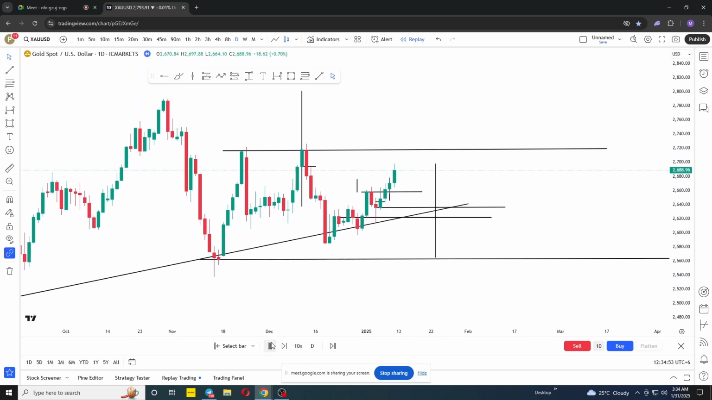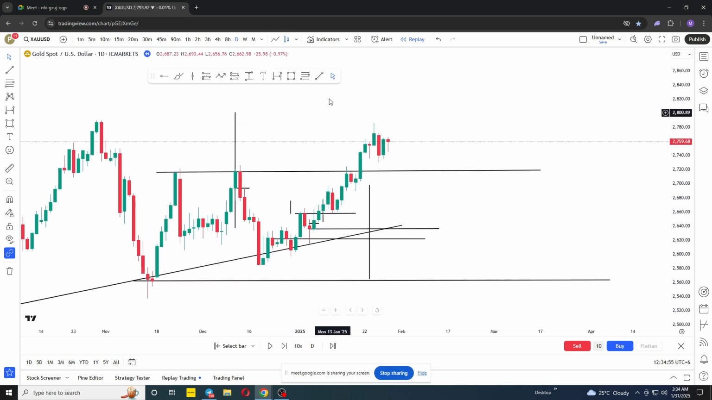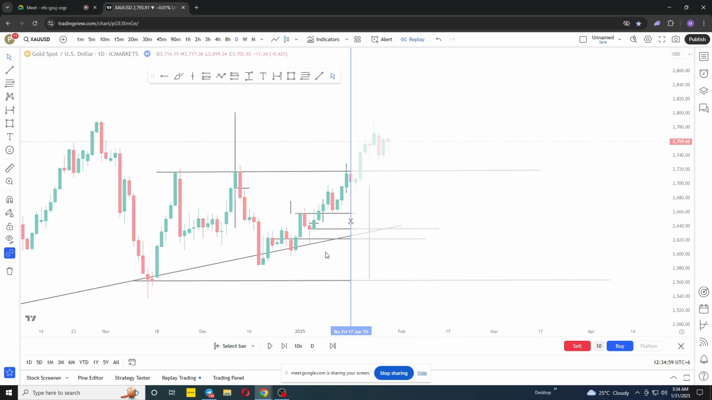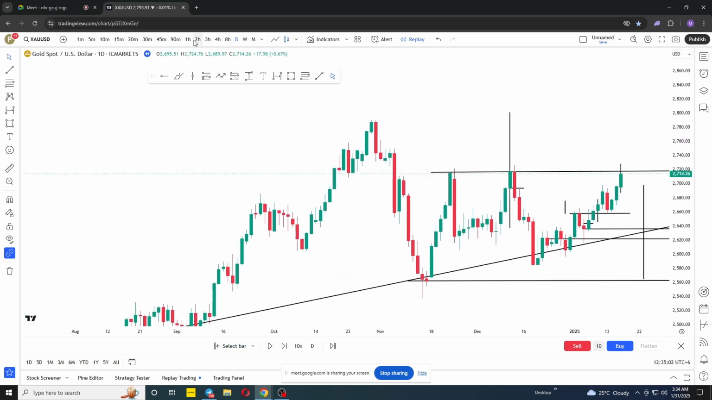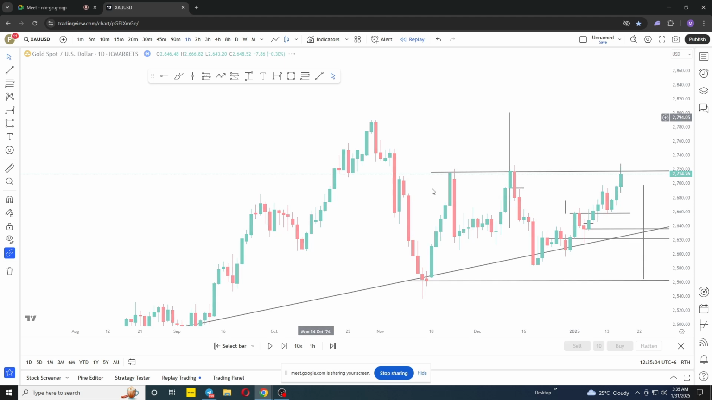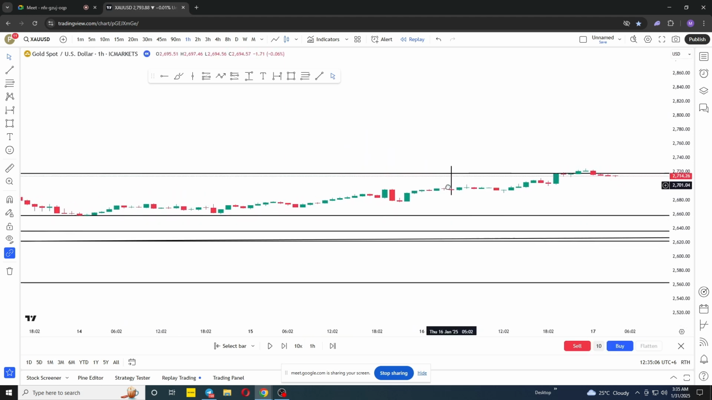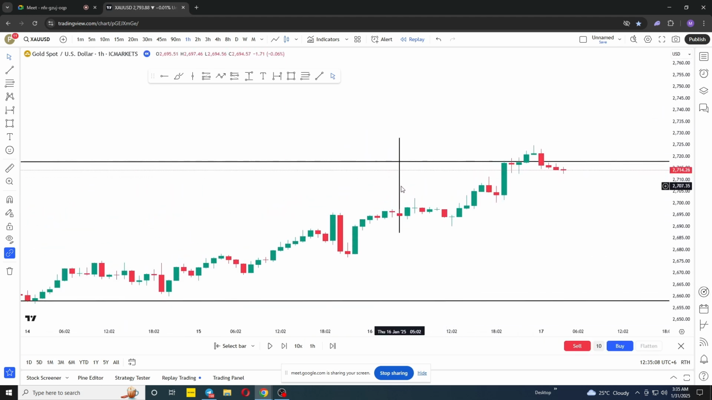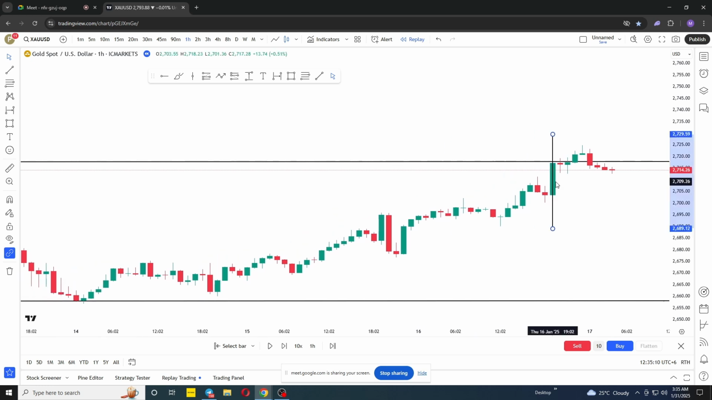So let us go to daily basis. Look what happened. It rejected from here. Now go again to H1 or H4, whatever. So where is the rejection? Basically the rejection is on here. Okay, the rejection in H4.